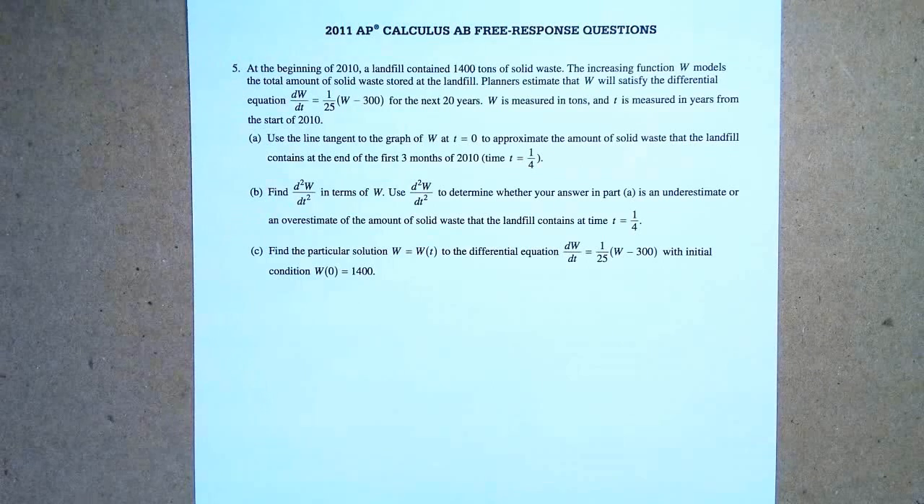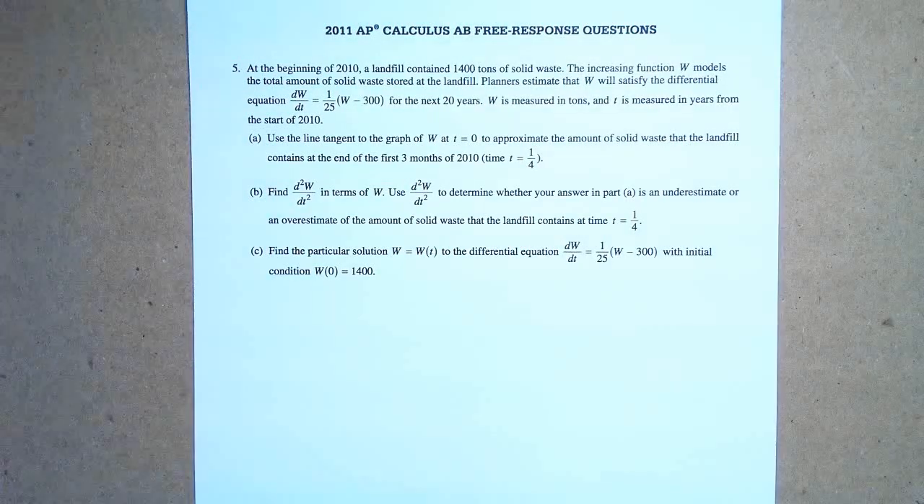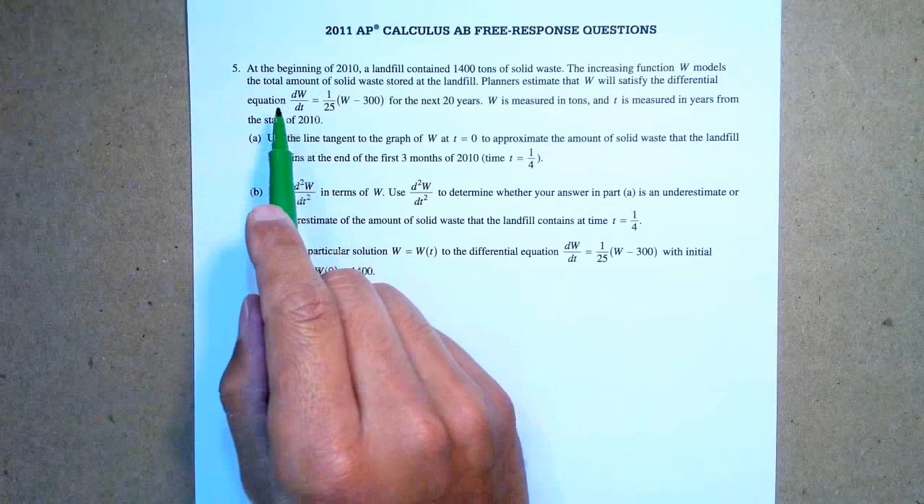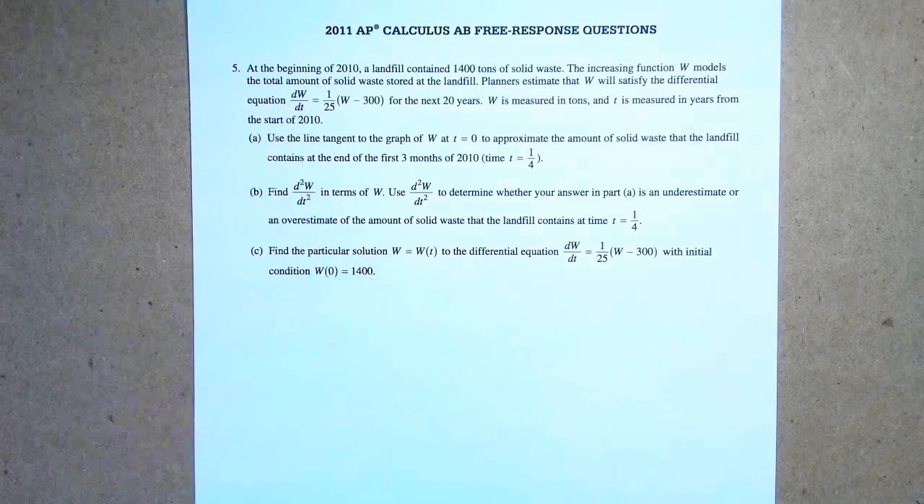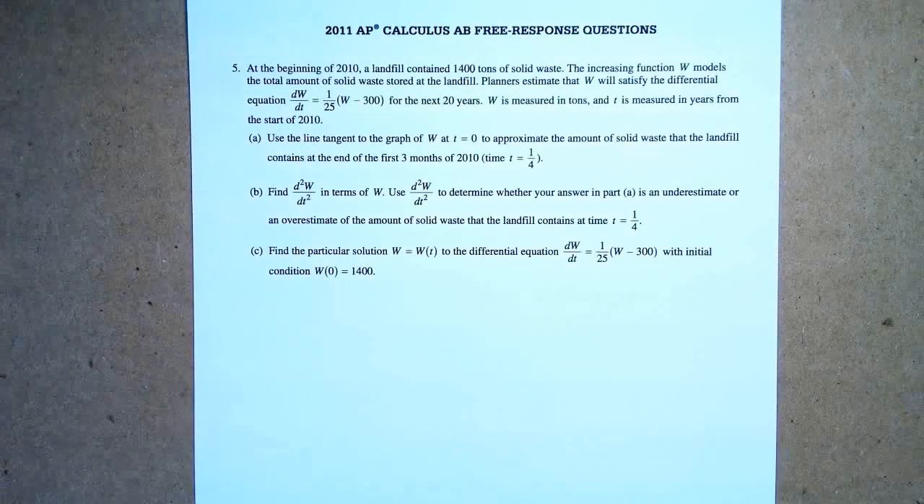Planners estimate that W will satisfy a differential equation dW over dt. Now, when you see dW over dt or anything that resembles a derivative, understand everything that you can do with a derivative, which is slope, tangent line, increasing, decreasing, max, min, everything that you found in calculus for first derivative. Understand that you might get asked. And then it says for the next 20 years, W is measured in tons, t is measured in years from the start of 2010. So that means that 2010 was your initial amount.